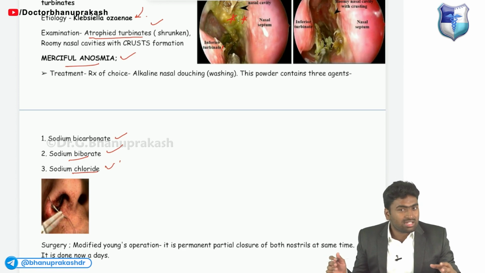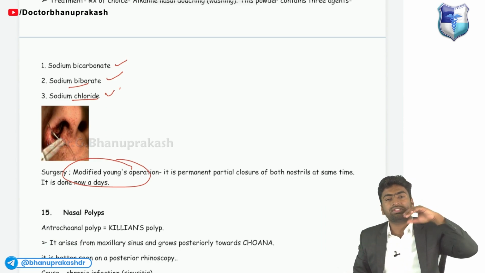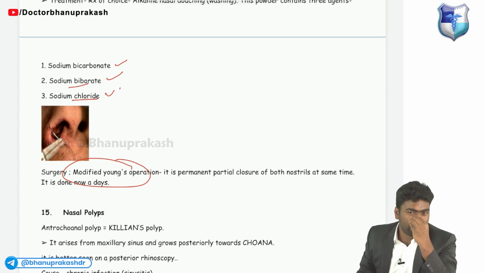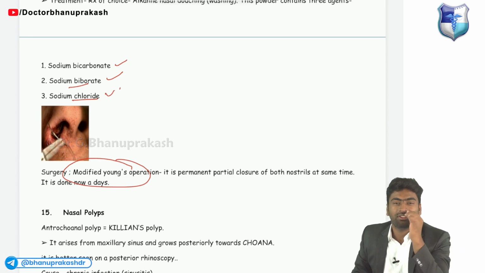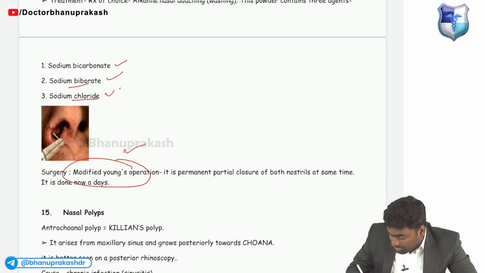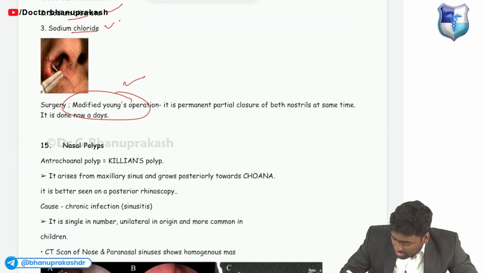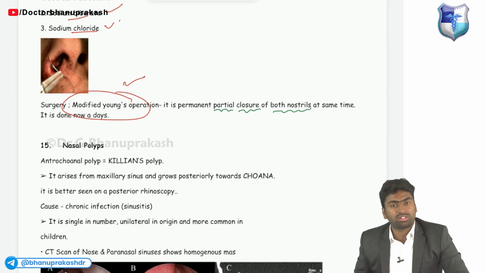If this doesn't help, then we will do the surgery known as modified Young's operation. Because more air is going through, this is causing dryness. So if you close the nasal cavity and leave only a small opening, this helps heal the condition. This is known as modified Young's operation, which is the partial closure of both nostrils.